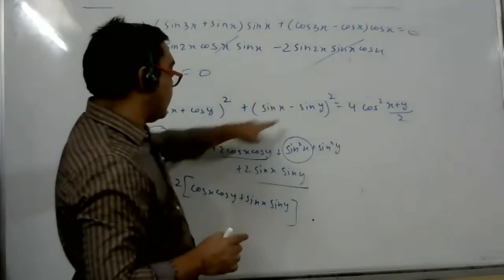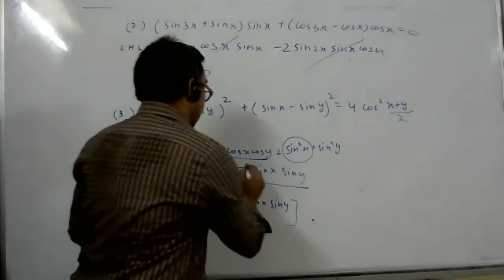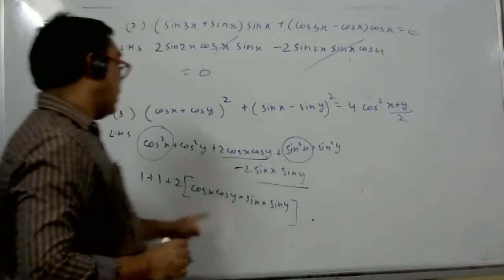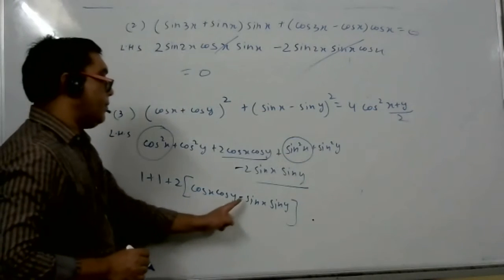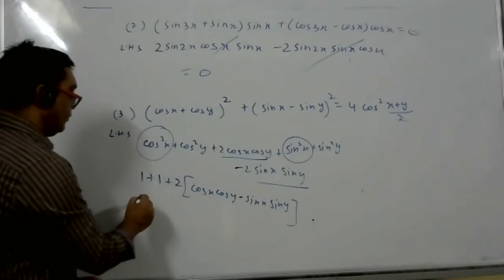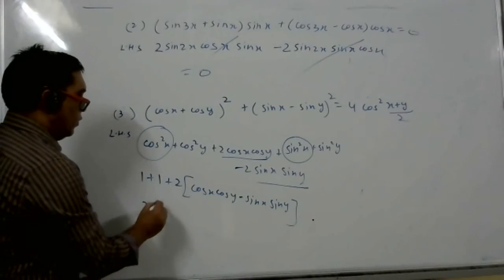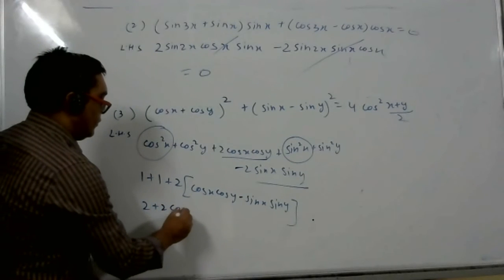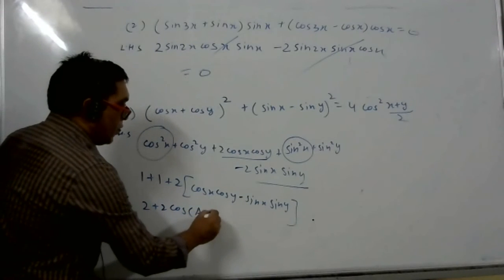Here minus is there, na student. I put plus. Correct, na? Now whose formula is this? Cos a cos b minus sin a sin b. Whose formula is this? Cos a cos b minus... no, cos a minus b, compound angle, student.